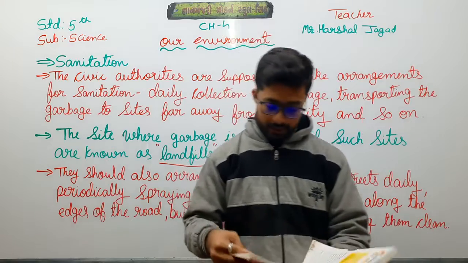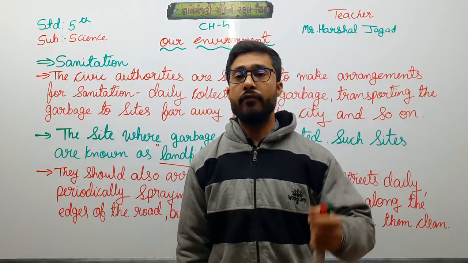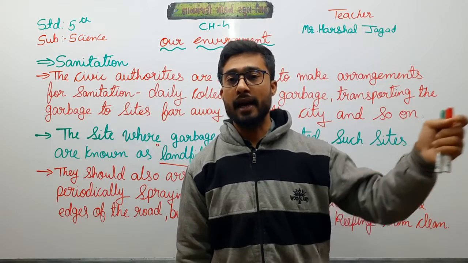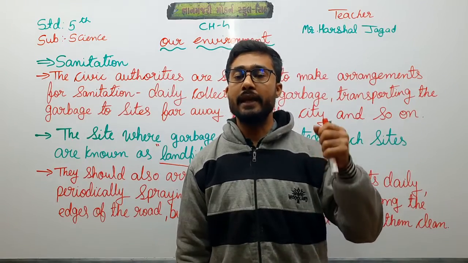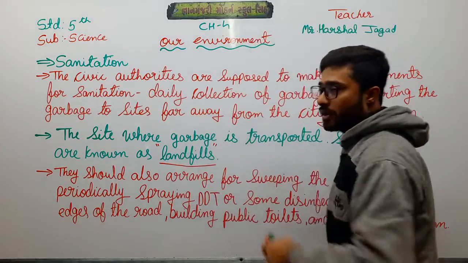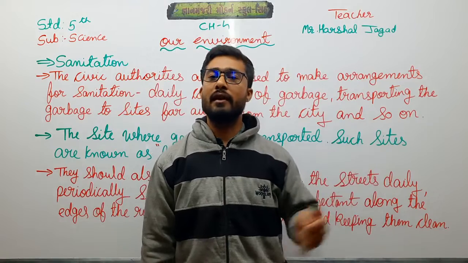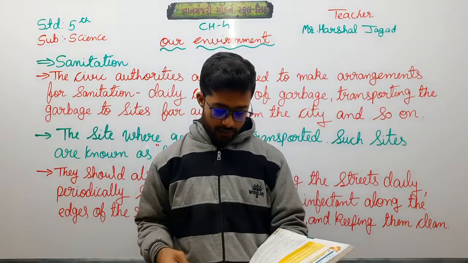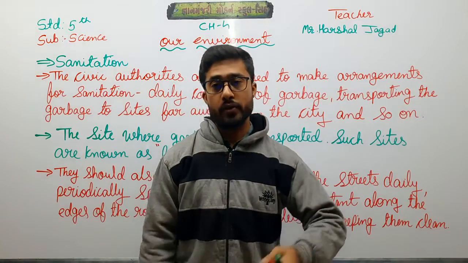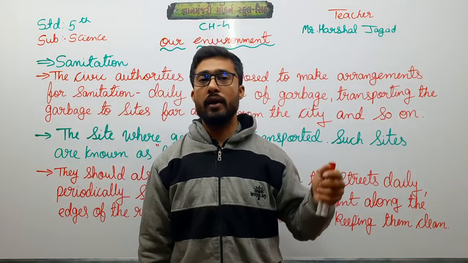Okay, then after, use dustbins provided. If we put the garbage in the dustbin provided on the side of the road, it is easy for the garbage collecting car. They will directly collect from there and put it on the landfills. Then after, do not throw garbage on the road. So here what should be done by us? We don't have to throw garbage over there.